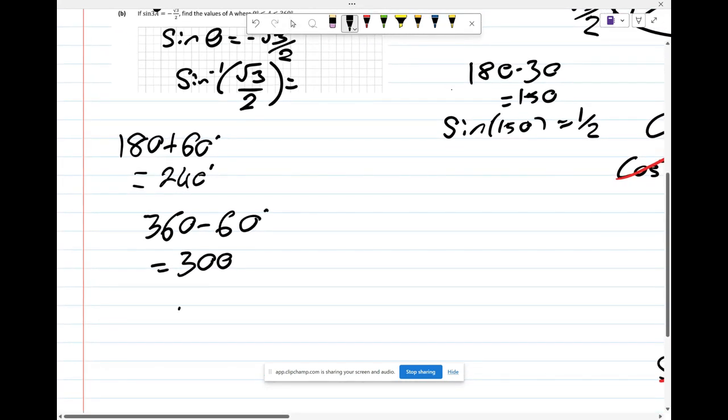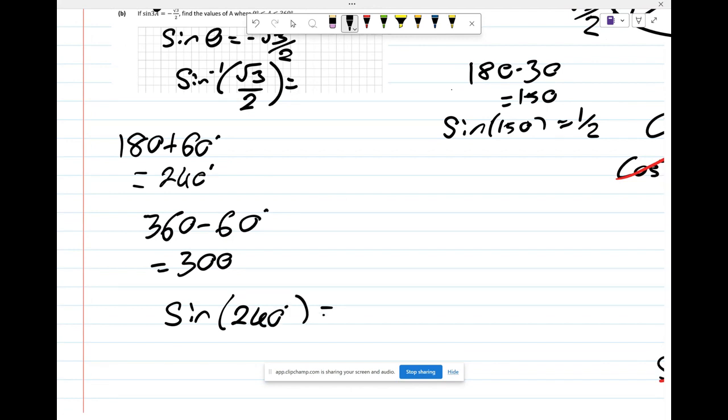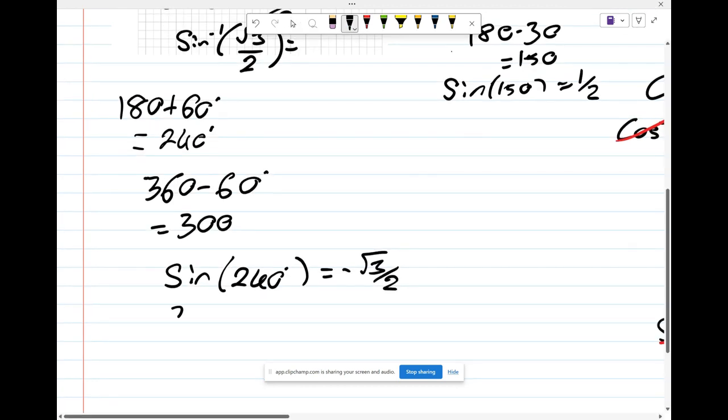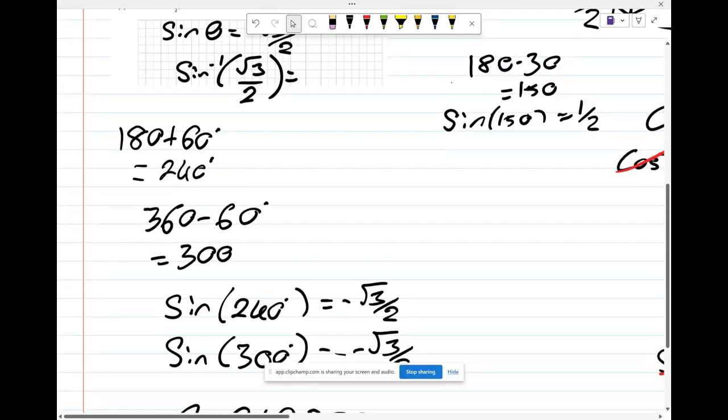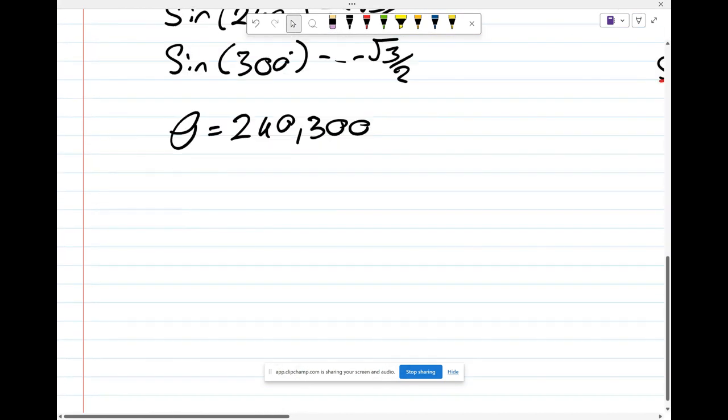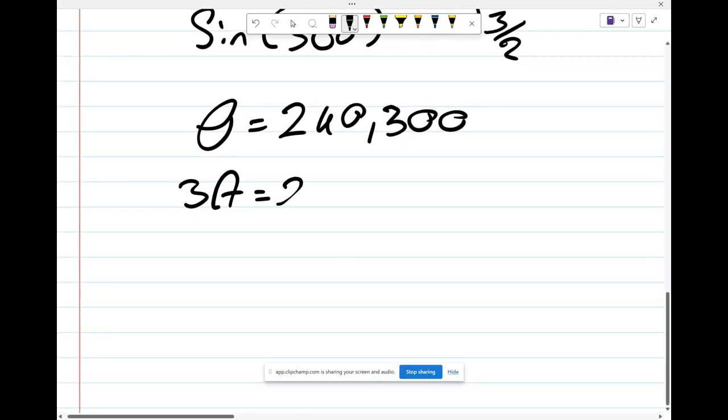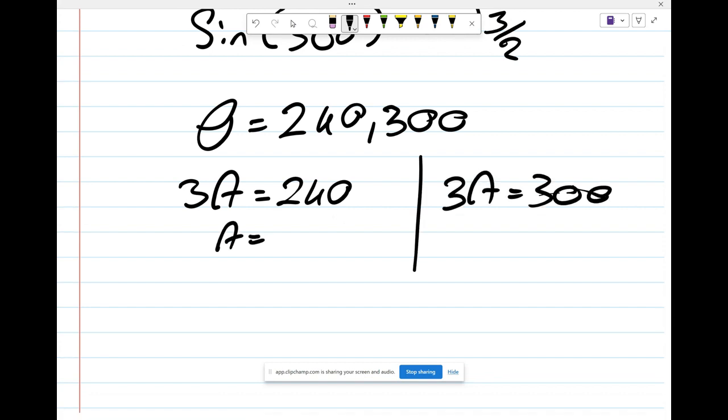And so that means, let's always check your answers. If we do sine 240, that'll give us minus root 3 over 2. Perfect. And if we do sine 300, that will hopefully give us minus root 3 over 2 as well. But we're not finished. So we know theta could be 240 or 300. But at the very start, we changed it to 3a, and we're trying to find a. So 3a is equal to 240, or 3a is equal to 300. So a is equal to 240 divided by 3, which is 80, and a is equal to 100 degrees.